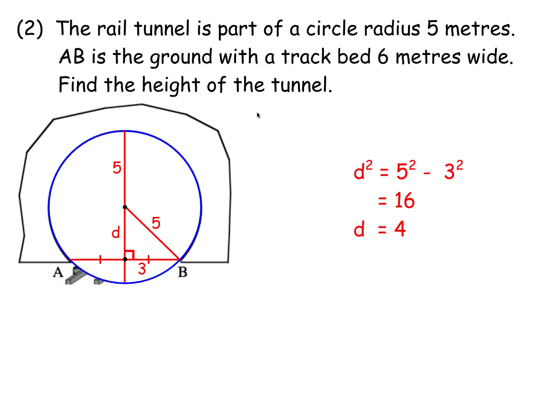What's the height of the tunnel it's asking? Well, this time it's that 4 plus an extra radius distance on the top. So the full height of the tunnel is D plus that 5. So there it is. 5 and 4 is 9. The height's 9 metres.